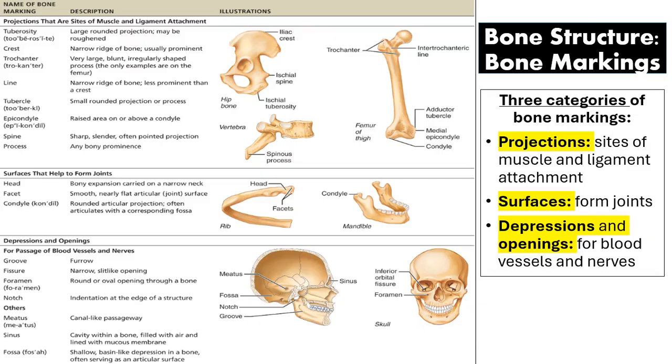Now, the three types of bone markings we're going to talk about are going to be projections. So this is where muscles and ligaments are going to attach. Surfaces that help to form joints. And finally, depressions and openings. This is really where you're going to have a passage for blood vessels and nerves. It's a lot to learn. Even though they're broken into three pieces, it is still a lot to learn.